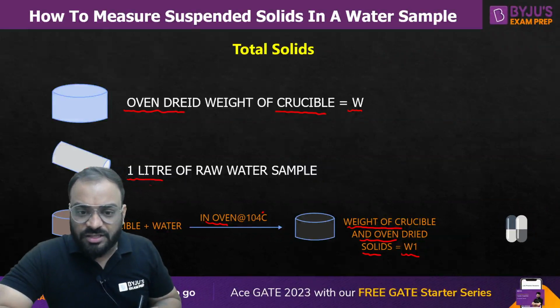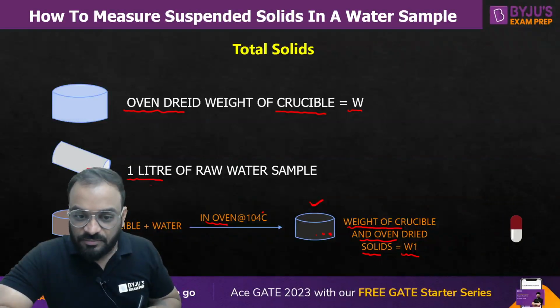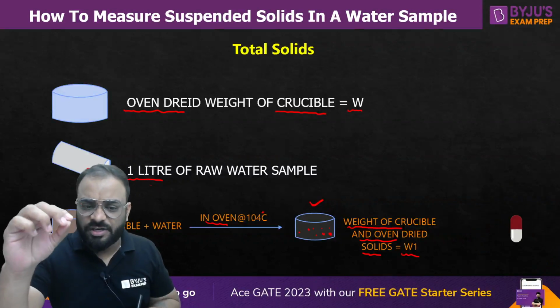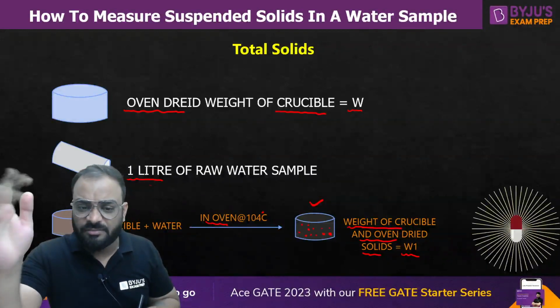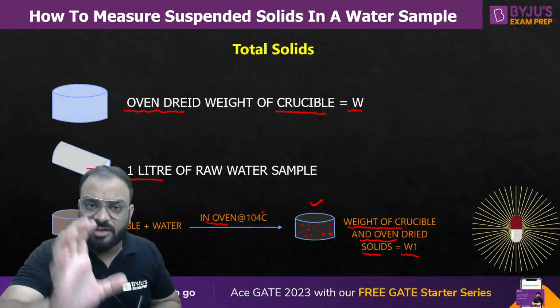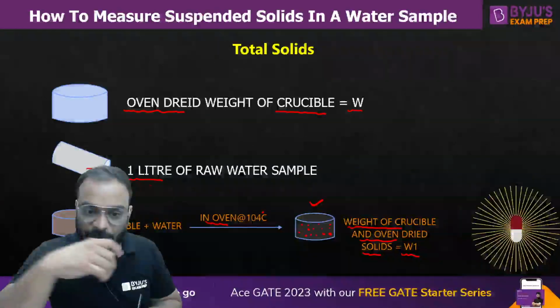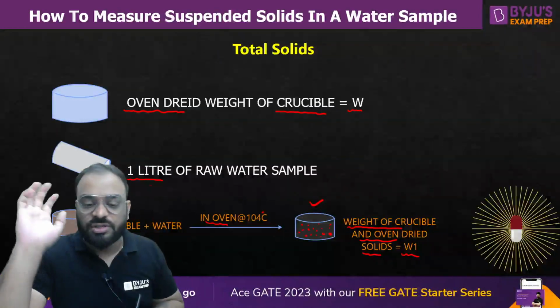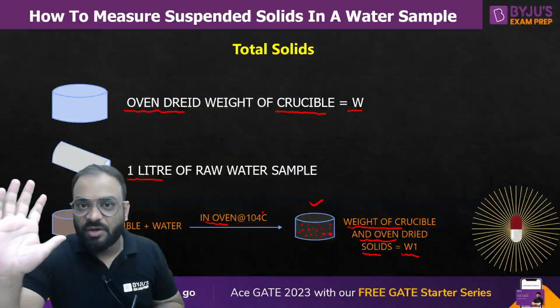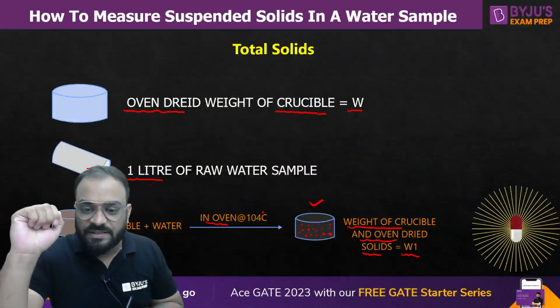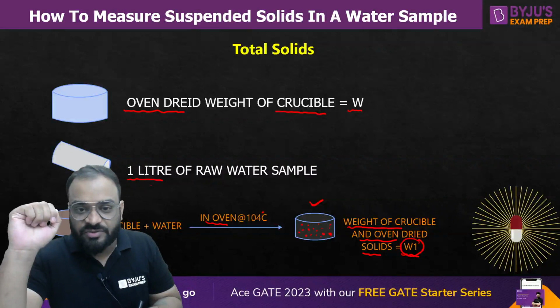Okay, if you take the weight of this particular sample in which the solids are there, whether it is suspended solid, dissolved solid, or both of them, it doesn't matter guys, right? Whatever solid we are getting right now, that is total solid. Now this is basically the total solid concentration plus weight of crucible. Let us consider this value is W1 and this value is W.